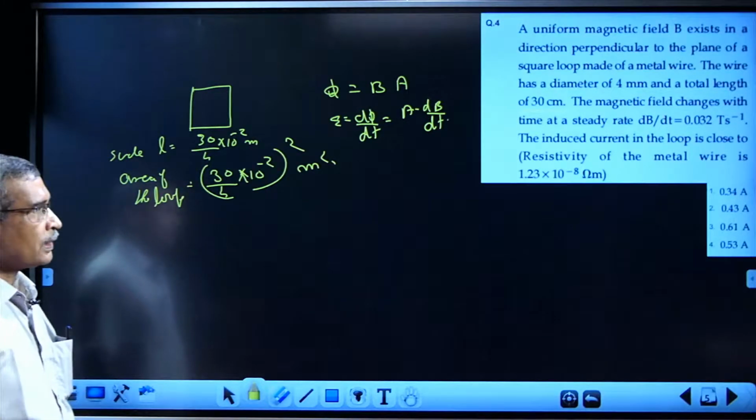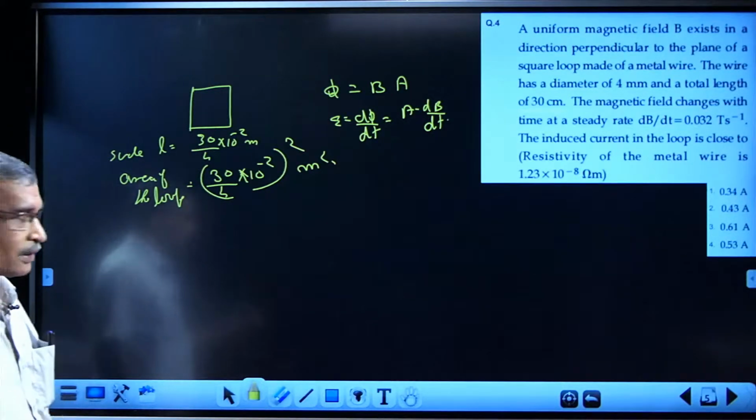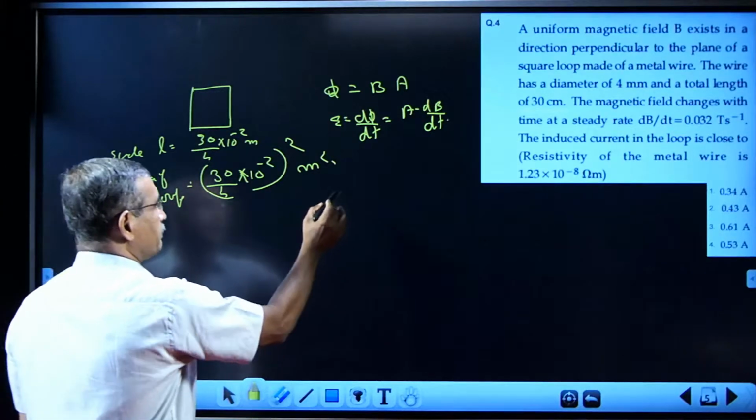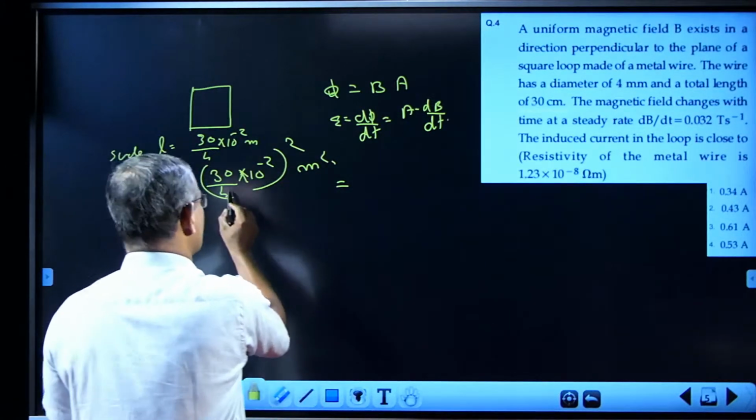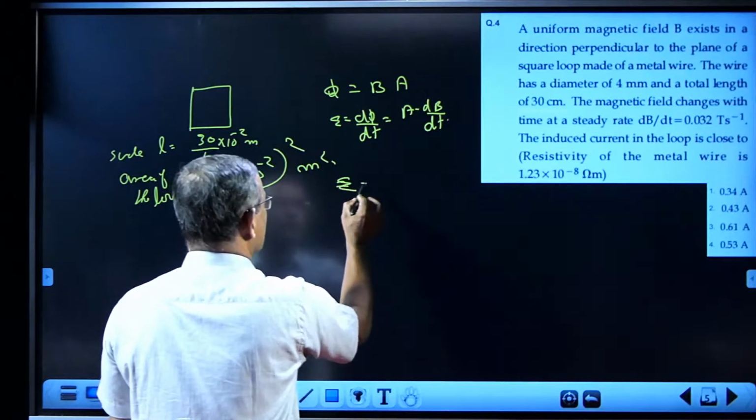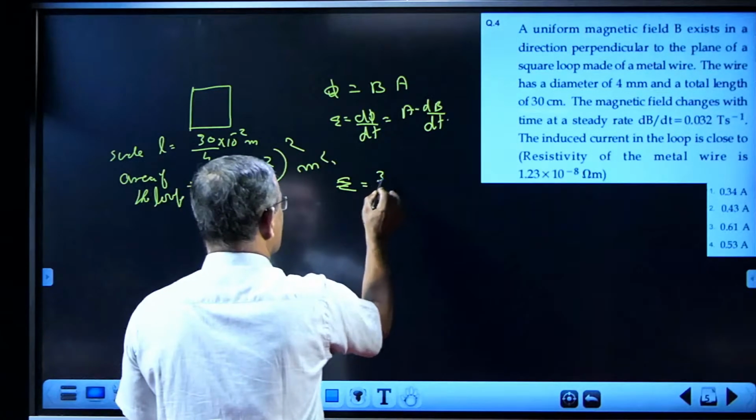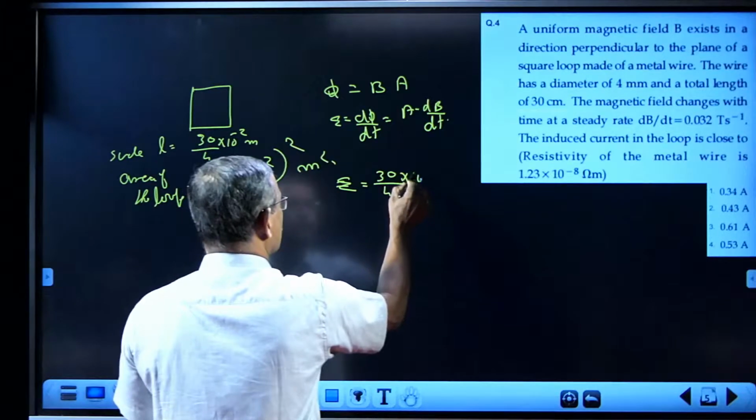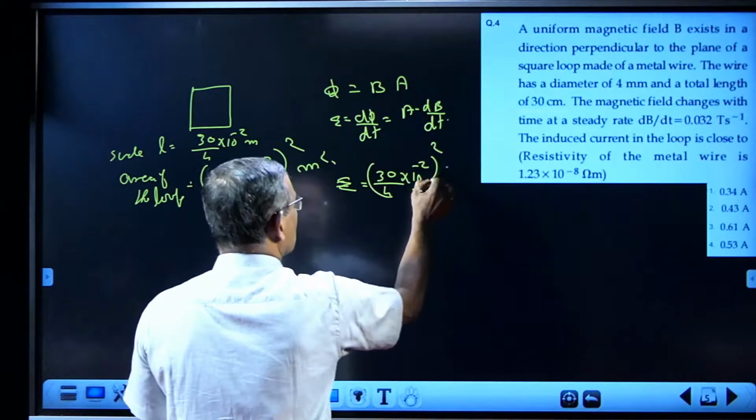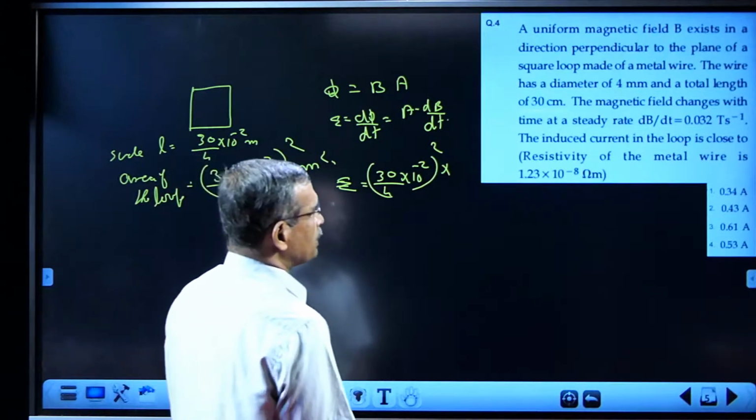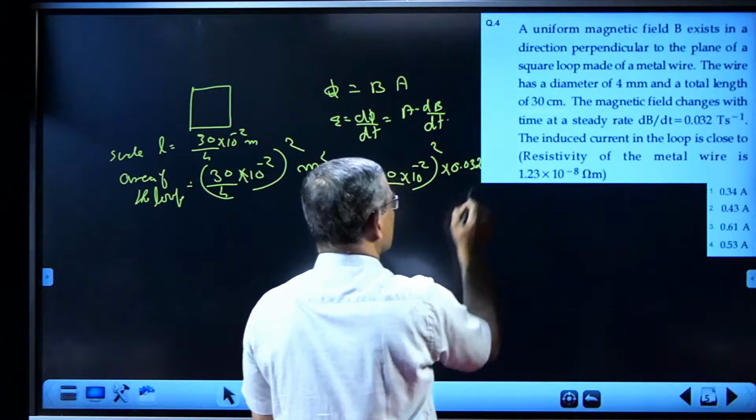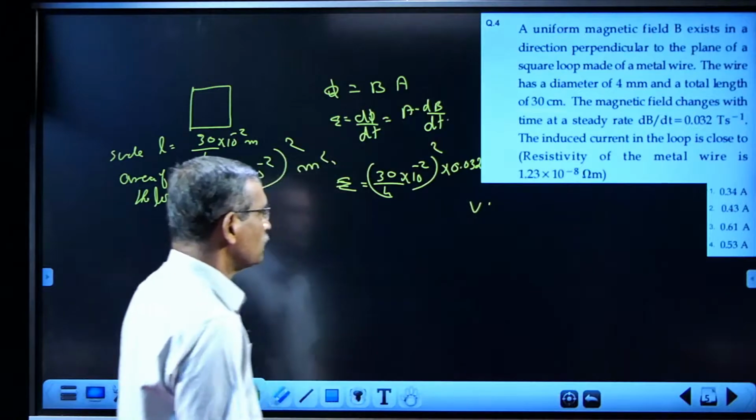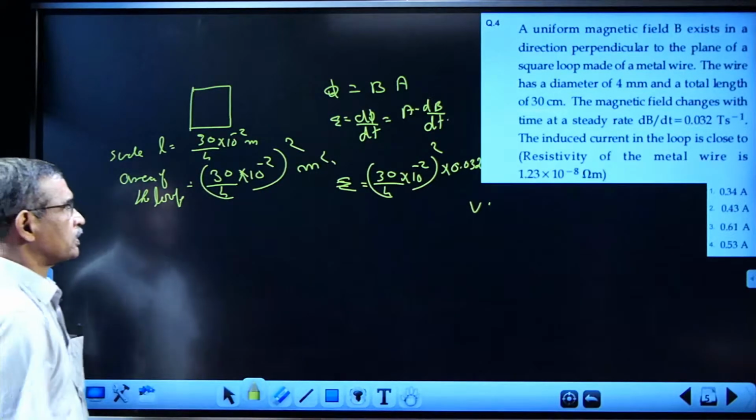Next, we want to get the current. Current I is given by E divided by R. E can be calculated here. A is given by this much. Therefore, induced EMF E is given by (30/4 × 10^-2) whole squared into dB/dt, and dB/dt is given as 0.032. That much volt. Compute and get that. This is the induced EMF E.